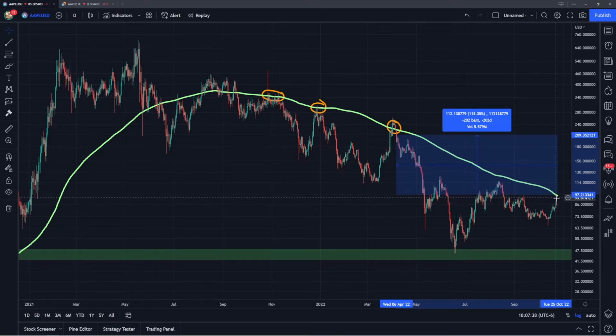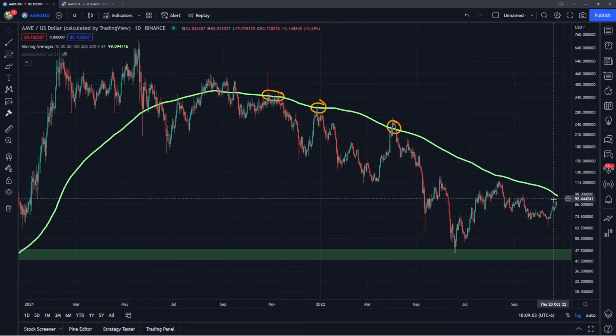And if AAVE were to have a move up in the next few days, we could get that retest coming up very soon here. Now, there is no guarantee that we do get that retest, but I will say I believe it is a very high probability that eventually we will be seeing a move back up to the 200-day average, and it's going to be very important to watch out for whatever reaction we get.